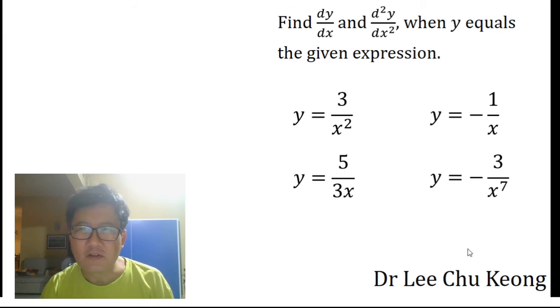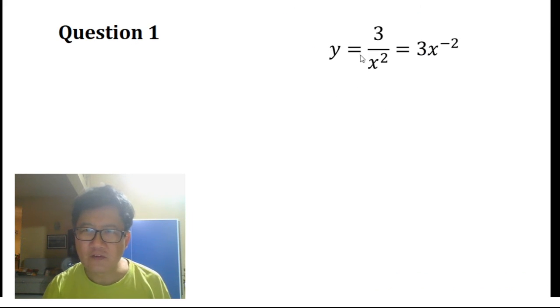In this video, I will solve this question: find dy dx and d squared y dx squared when y equals the four given expressions. So there are four questions here. I will solve them one by one. The first question is y equals 3 divided by x squared. So this is the first question.